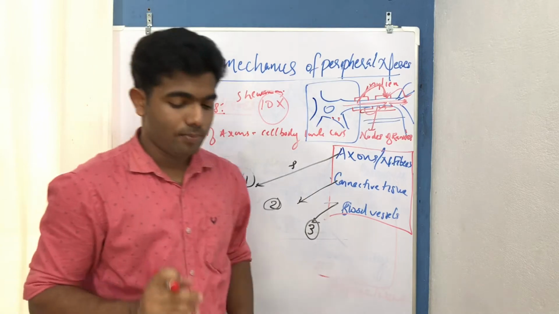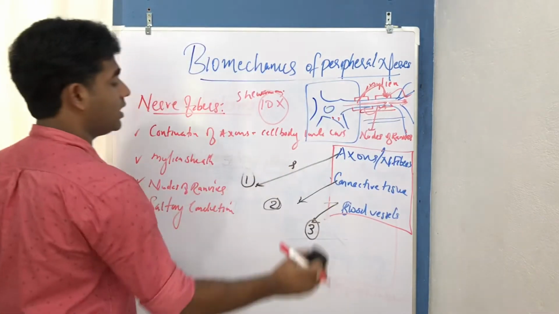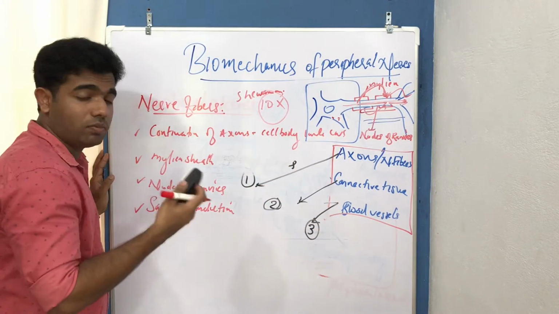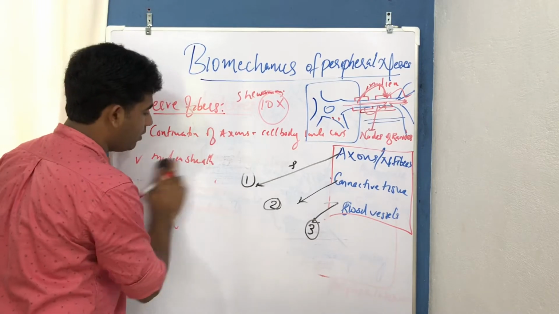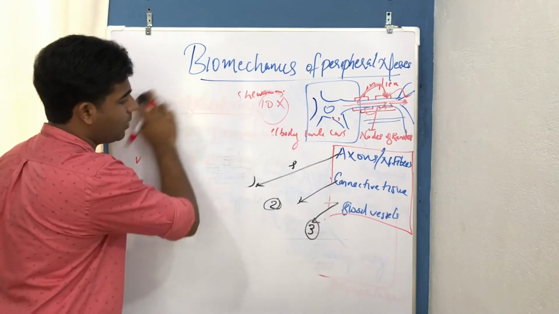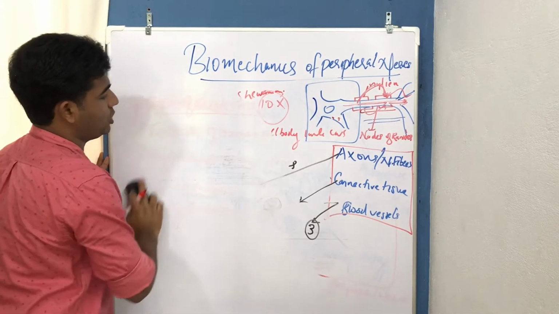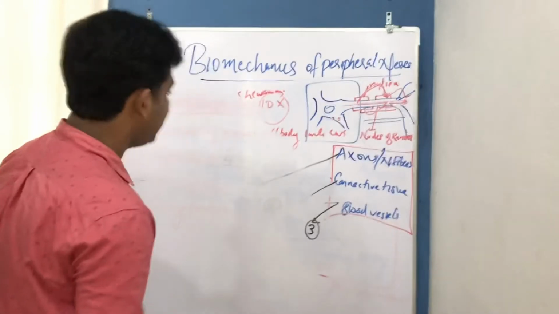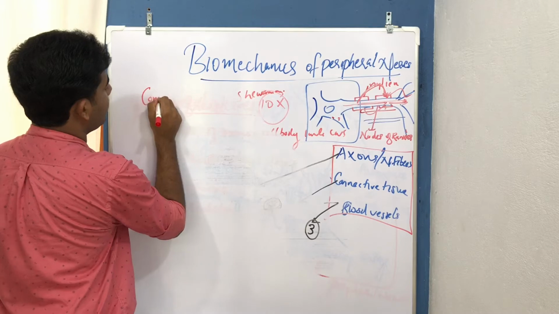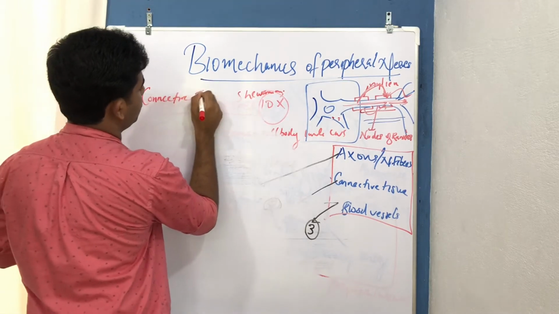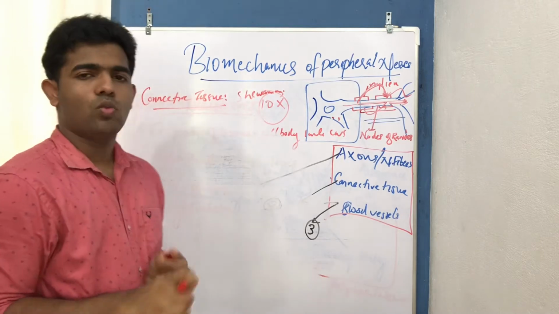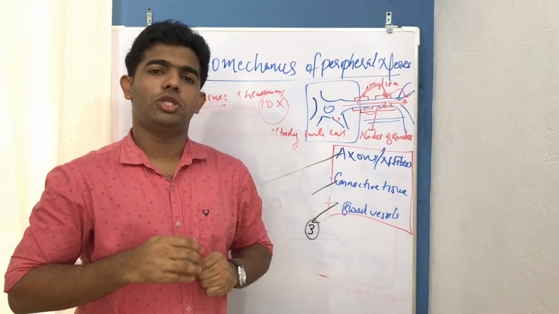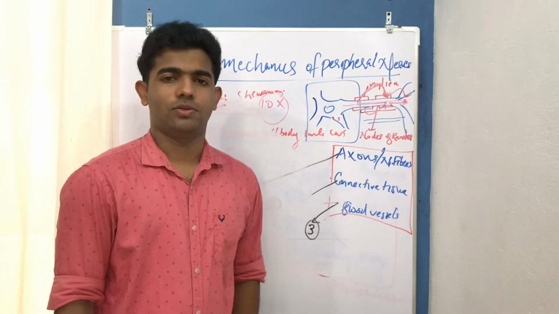First thing, the peripheral nerves. I told you peripheral nerves are made up of nerve fibers, connective tissue, and blood vessels. Now we will move on to the blood vessels. No, sorry, the connective tissue. The connective tissue covering, okay? What you mean by the connective tissue covering of the nerves, okay?